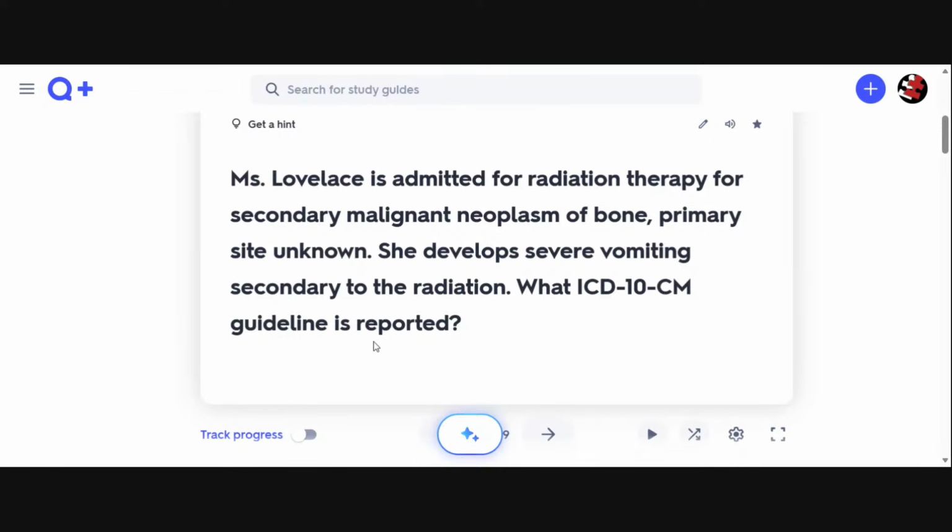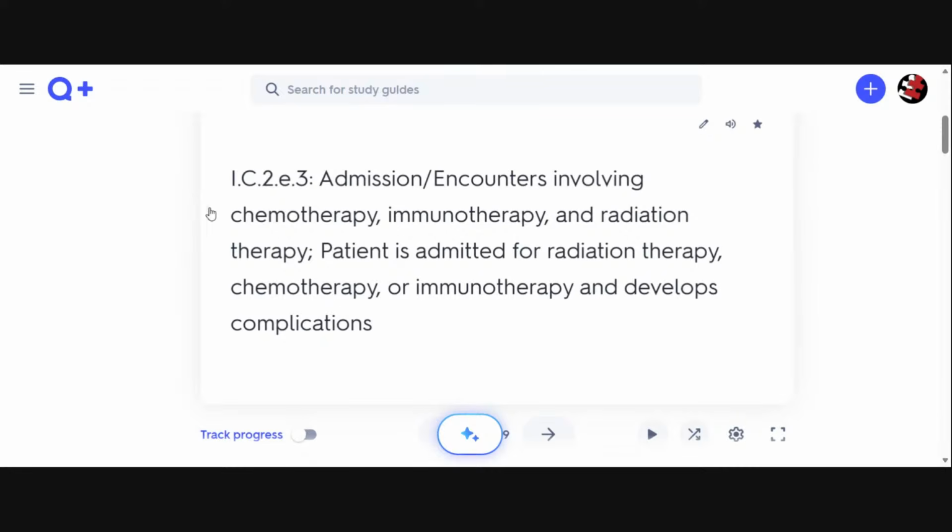All right. Yes, I know we only have a few more minutes, so I will speed it up a little bit. So we are going to be selecting guideline I.C.2.e.3: admission or encounters involving chemotherapy, immunotherapy, and radiation therapy. Specifically, the patient is admitted for radiation therapy, chemotherapy, or immunotherapy and develops complications. So that is what we're going to be looking at for this one. Great participation in the chat as always.